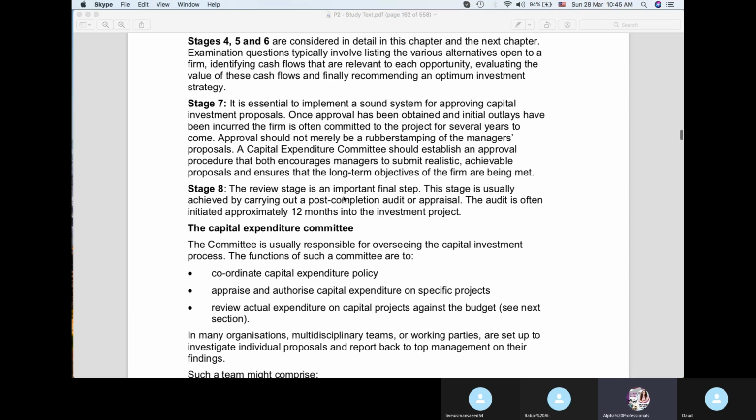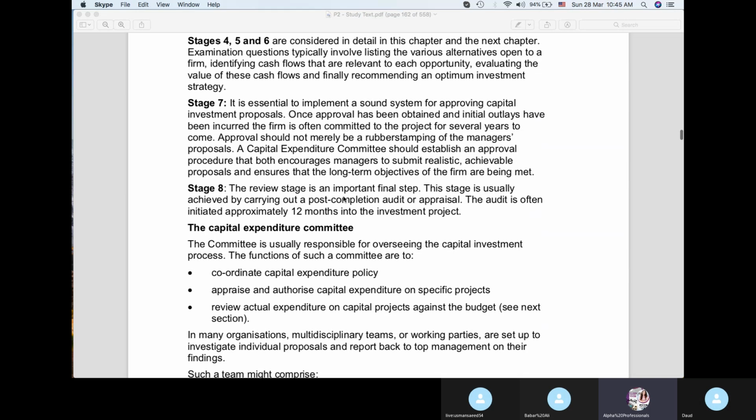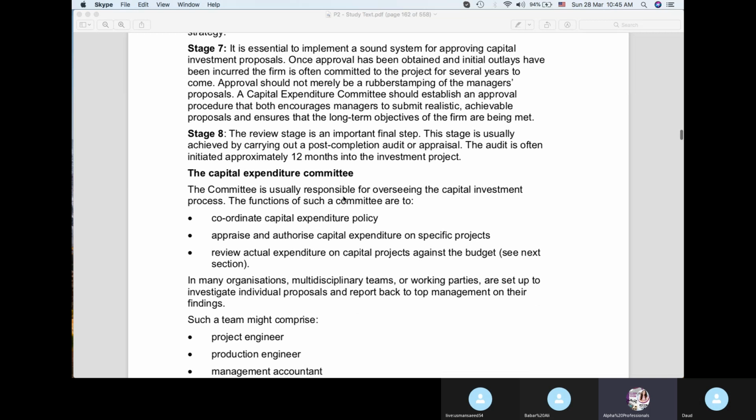The next one is that it is essential to implement a sound system for approving the capital investment process. Once approval has been obtained and the initial outlay has been incurred, the firm is often committed to the project for several years to come. Approval should not merely be a rubber stamp. As I told you, the board of directors would be evaluating your investment appraisal studies in detail with a critical view, and only if it makes economic sense would they give you the authorization to implement that project.